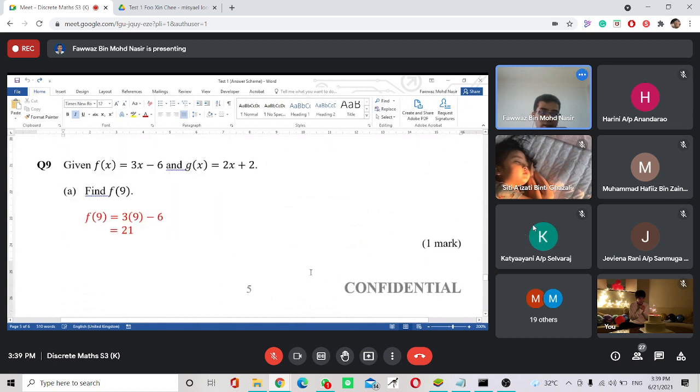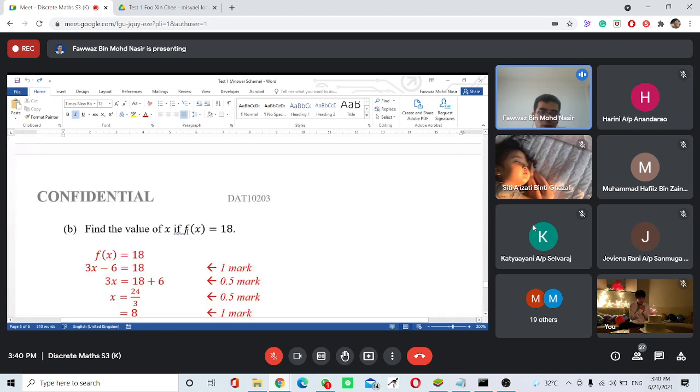Then we look at question 9. Question 9 is, you are given a function f, f(x) equals 3x minus 6 and g(x) equals 2x plus 2. Disuruh cari f(9). So you just take the function f and substitute 9 into that function, you should get 21 as the answer. Okay, so ini korang akan dapat 1 mark kalau betul.